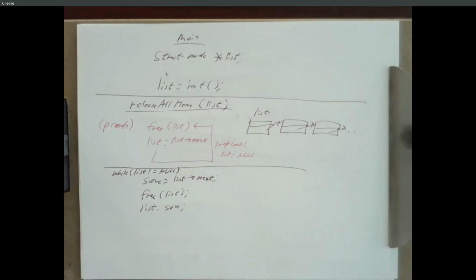So as long as list is not null, save the node that it's pointing to. Okay, I'm putting that in a variable called save. Free the node that list points to, and then set list to point to the next node. Go back up to the top of the loop. As long as that's not null, save the thing it points to, free the node list, move to the next node.